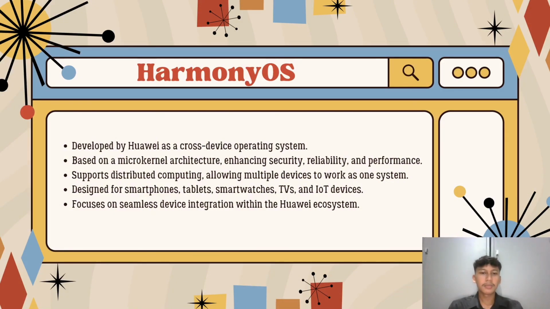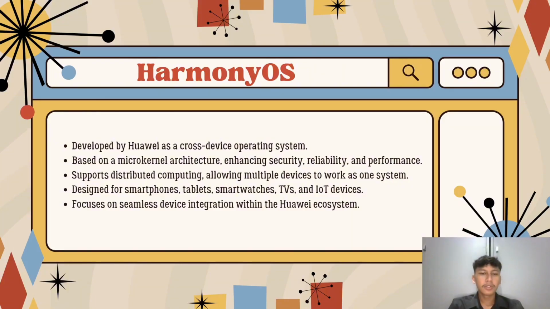Now, let's start by talking about HarmonyOS. For the first point, HarmonyOS is developed by Huawei as a cross-device operating system. Unlike traditional operating systems, it is designed to work seamlessly across multiple devices, including smartphones, tablets, smartwatches, smart TVs, and also IoT devices. One of the most unique aspects of HarmonyOS is that it allows different types of devices to connect and function as a single system, which we call a unified system.